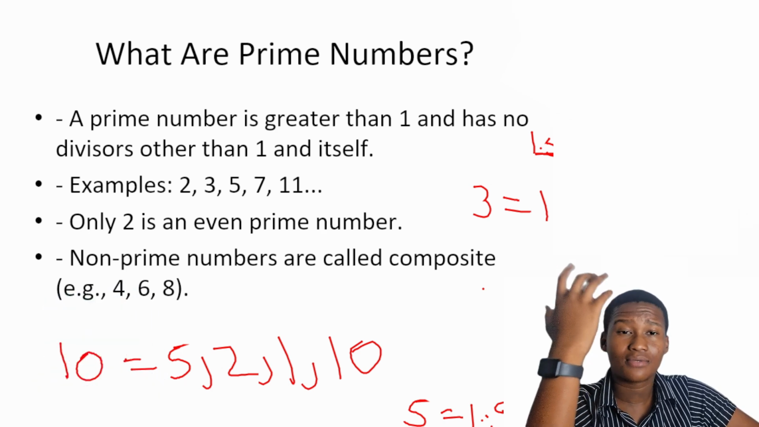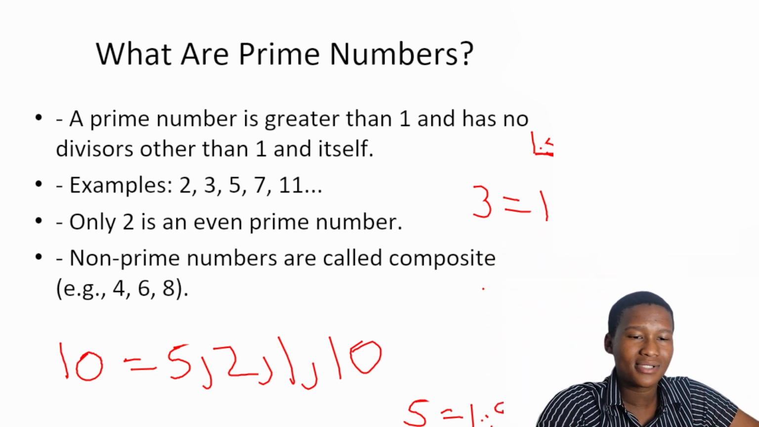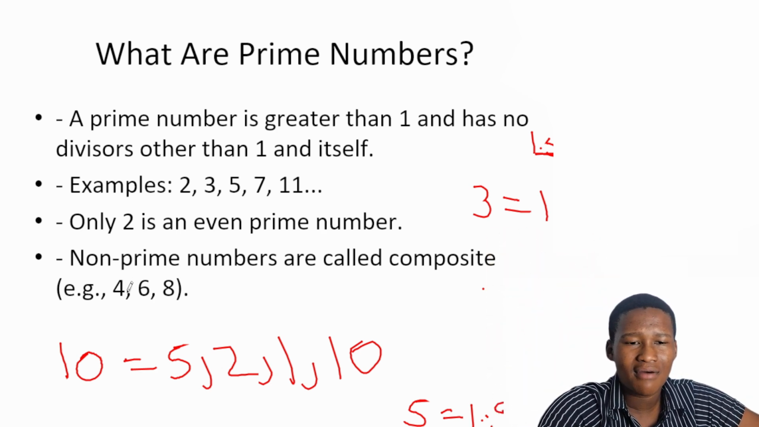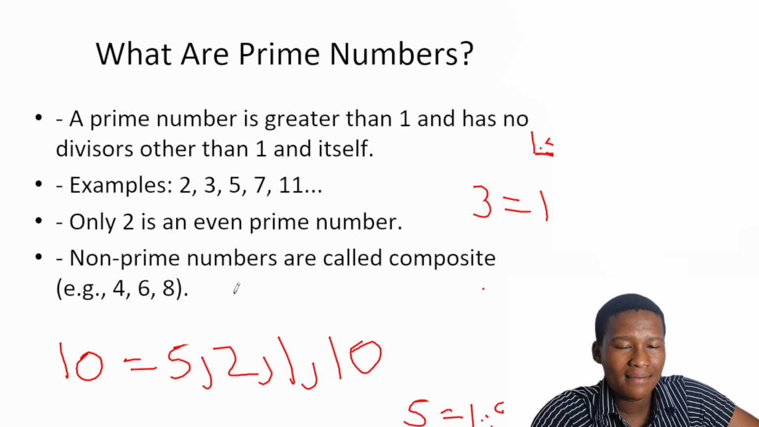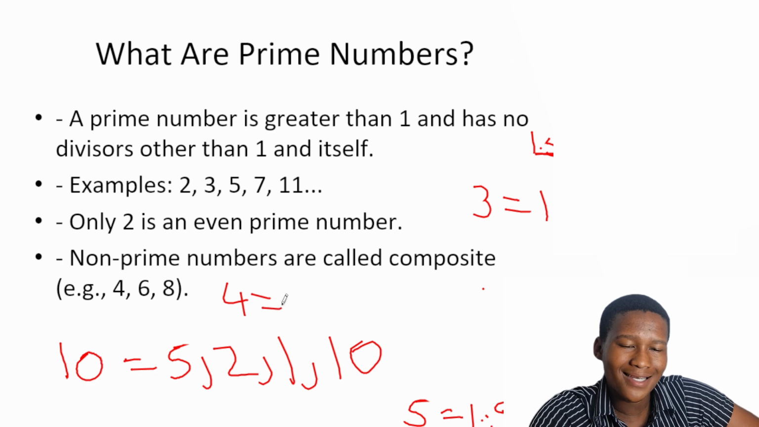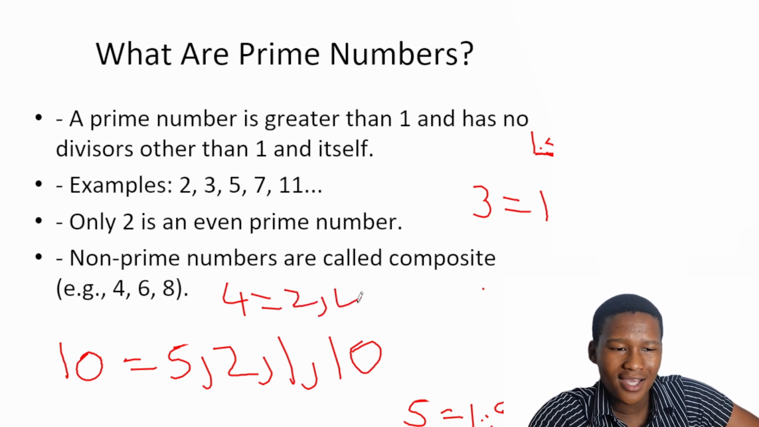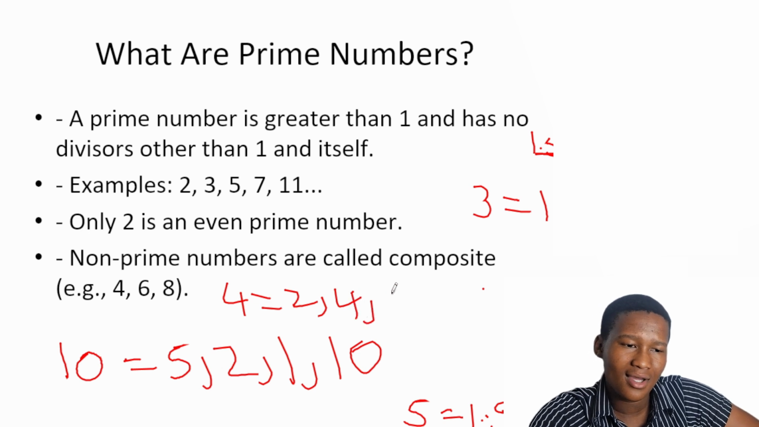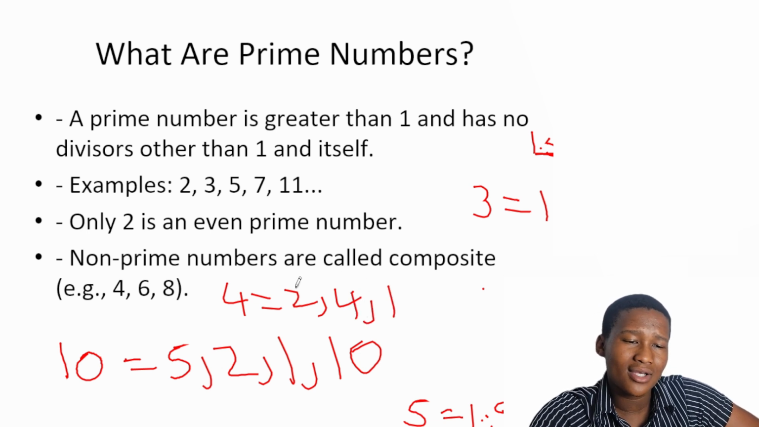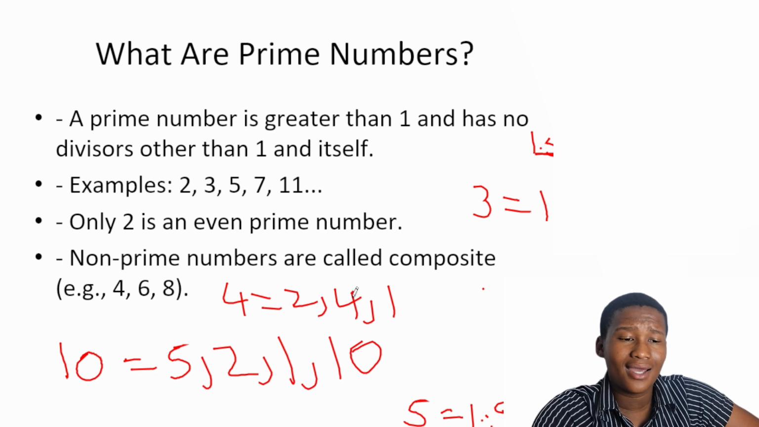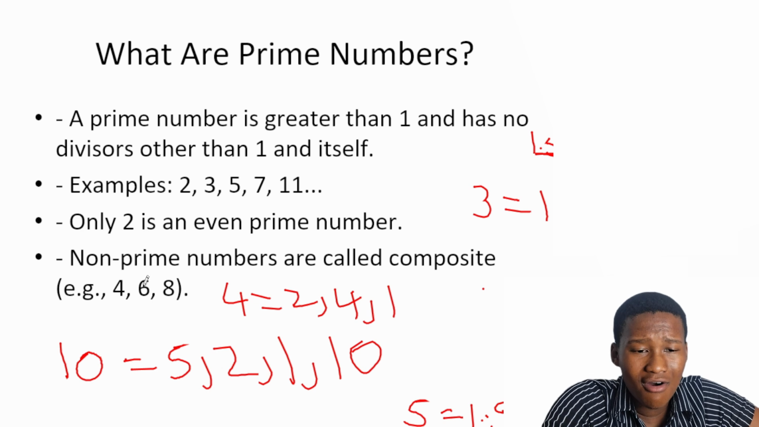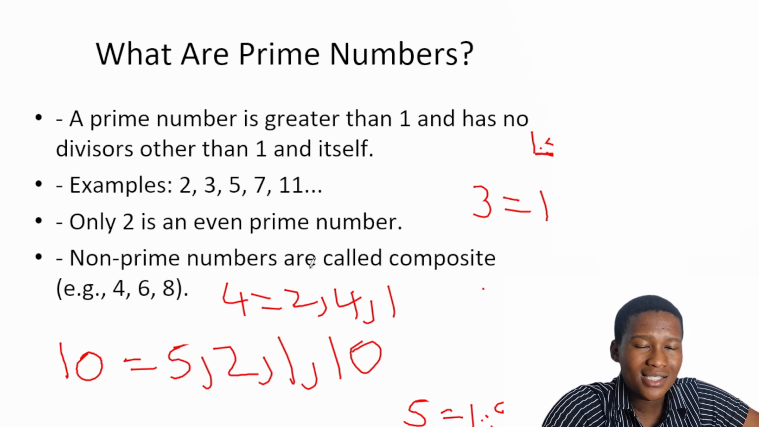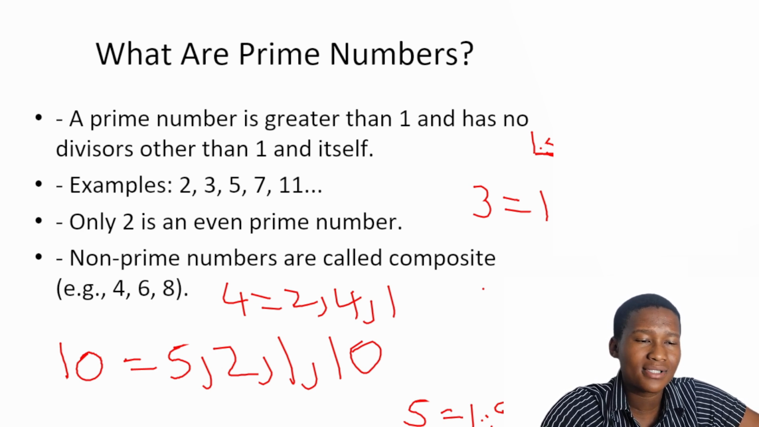The numbers that are not prime numbers, we call them composite numbers. 4 is not a prime number. 10 is not a prime number, 10 is also a composite number. 4, what can divide into 4 without leaving a remainder? 2. Also 4 can get into 4 without leaving a remainder. And 1. So this is more than two factors, which doesn't make it a prime number. So 4, 6, 8, since they are not prime numbers, we call them composite numbers.